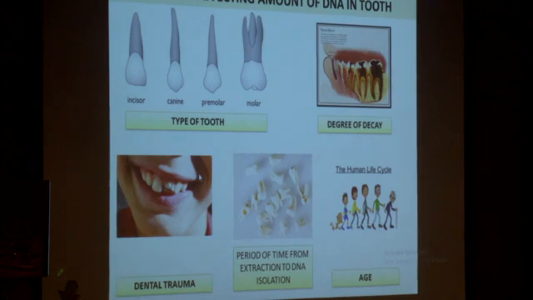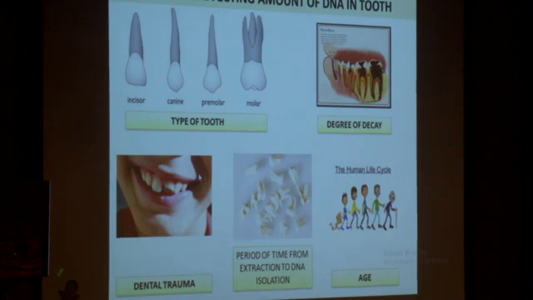So if trauma is there, if the tooth has a trauma, there is an open pulp, you won't be able to retrieve much because the tooth would have become non-vital and the pulp fragments will not be there. Again, the period of time from extraction to DNA isolation. A freshly extracted tooth definitely will have more cellular elements compared to one which has been buried for a long time.